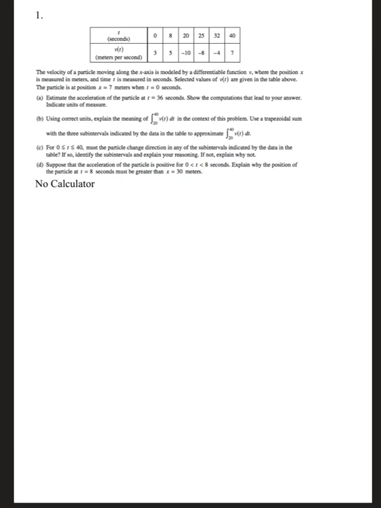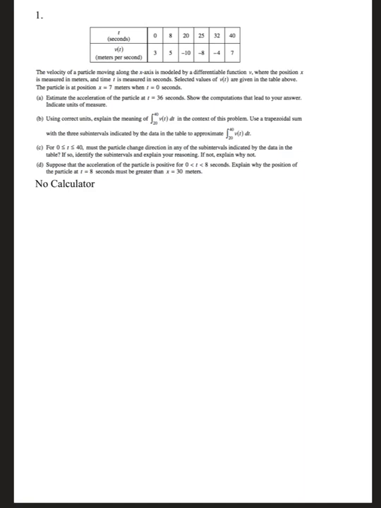All right, in this video we're going to go over the 2009 Form B FRQ question number 1. So we're given this table with time measured in seconds and then velocity in meters per second. Question A asks us to estimate the acceleration of the particle at time t equals 36 seconds.